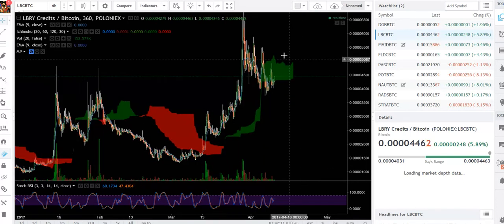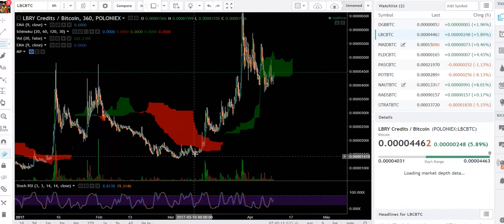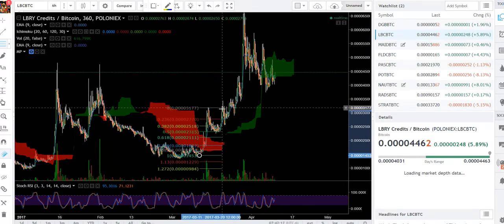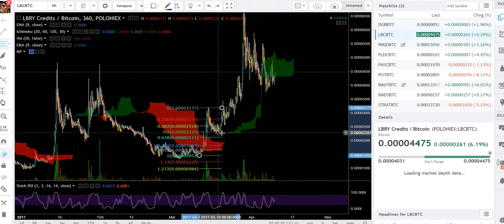Okay, when I gave you guys library credits in a video about 2 weeks ago, it was because it held this 50% retracement right here. Right in this area. I remember it was like 2,500 or so, was about the price point.